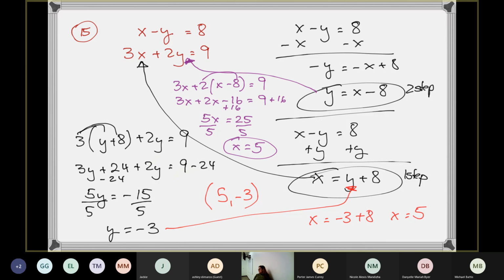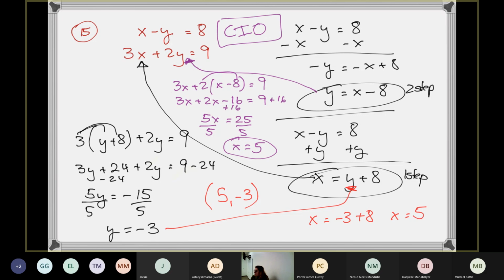What kind of system is this? Inconsistent, can't do the math, or consistent independent? What is this? This would be a consistent independent. You are correct, Danielle, consistent independent, because we got one solution.